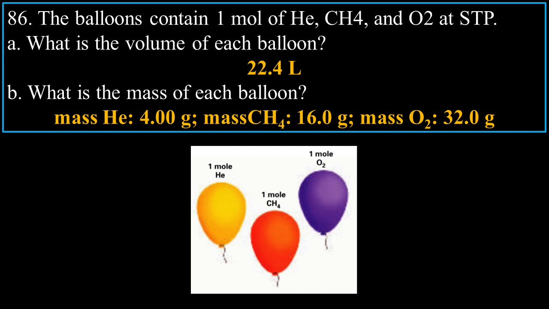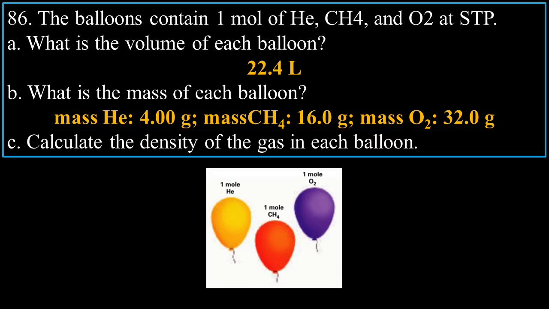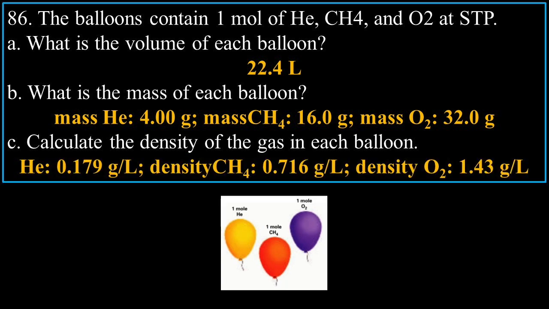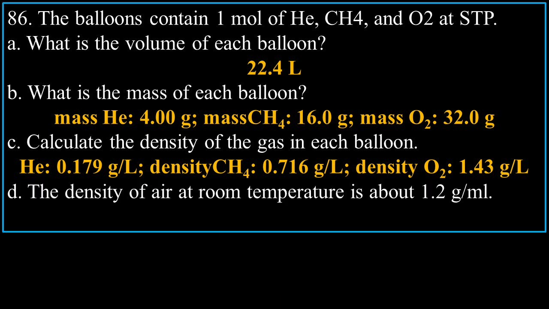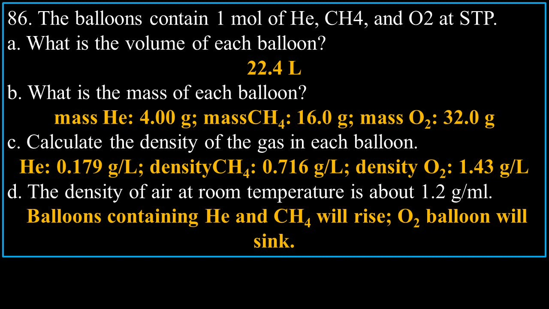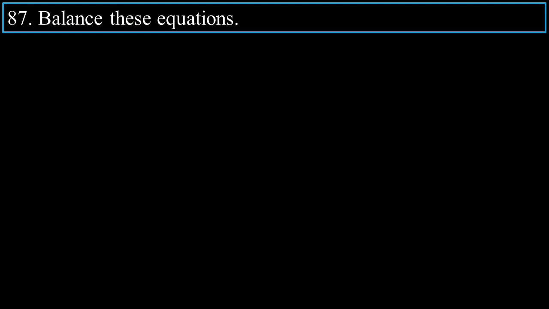And then it would be calculate the density of each balloon. So it's going to be the mass divided by 22.4. You could work that out yourself, and those are the answers there for helium, methane, and oxygen. It would just be the mass divided by 22.4 liters. The density of air at room temperature is about 1.2 grams per liter. Balloons containing helium and methane will rise. The oxygen balloon will sink because of the densities.